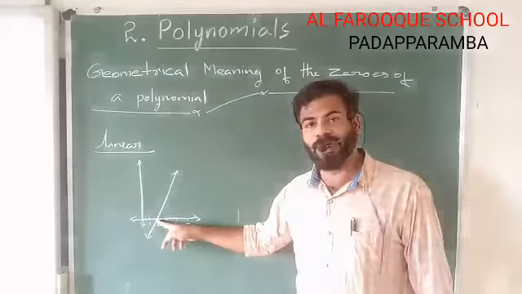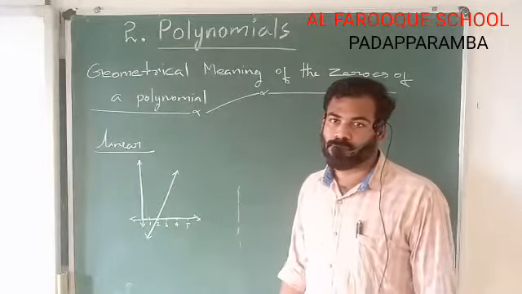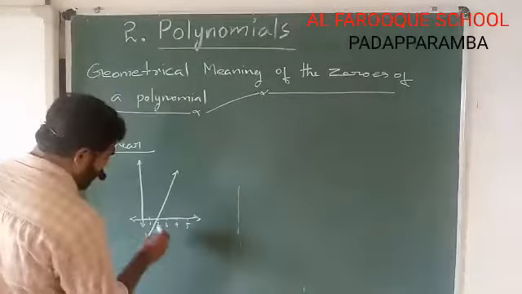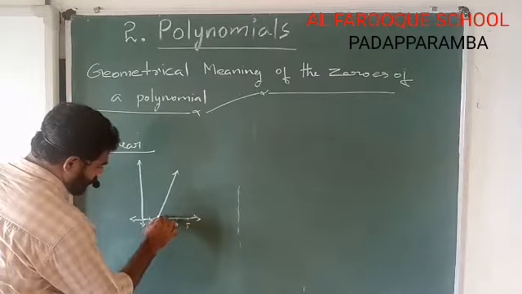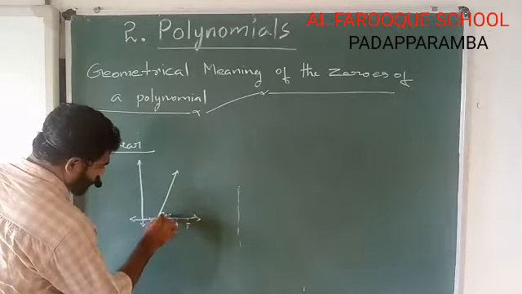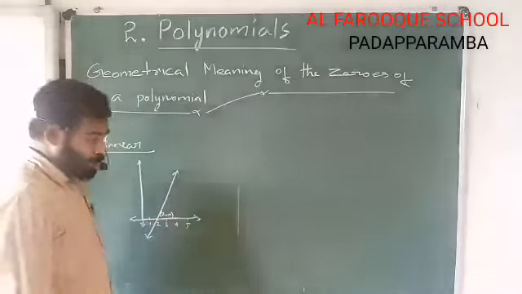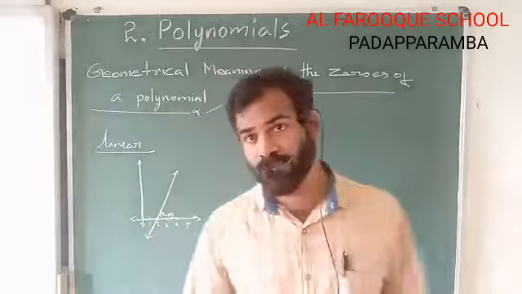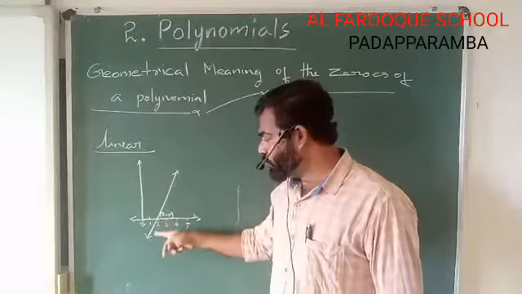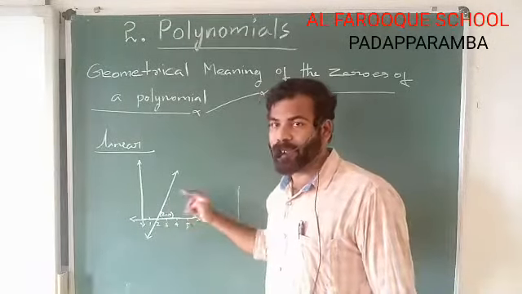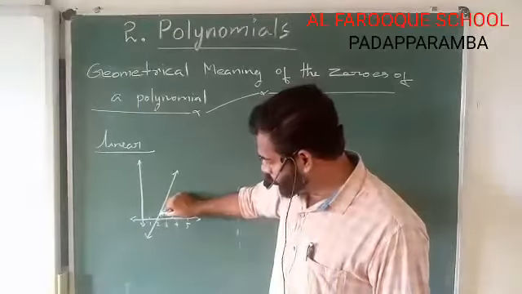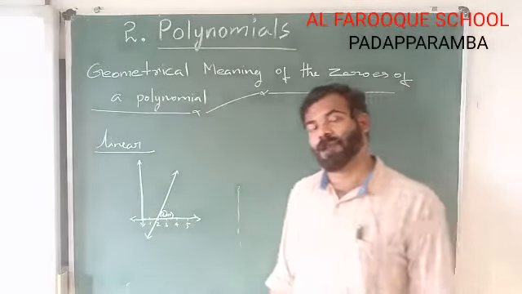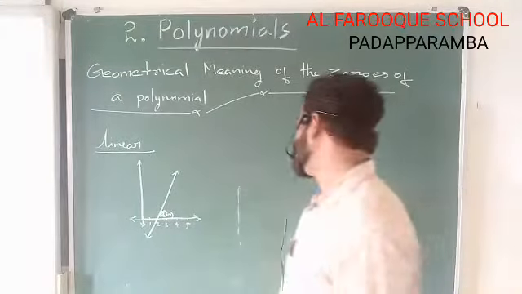Here the y coordinate is 0. So this is the point of intersection, and as you know it is the point (2, 0): x is 2 and y is 0. Here we can say that the zero of this line is equal to 2. Why? Here the x coordinate is 2. Now we can consider some more examples.